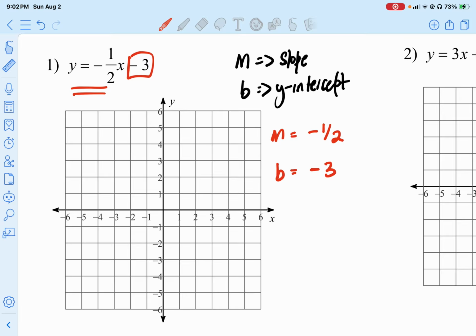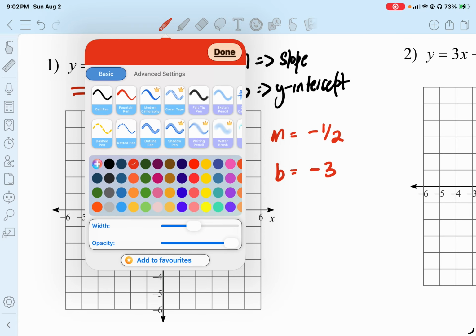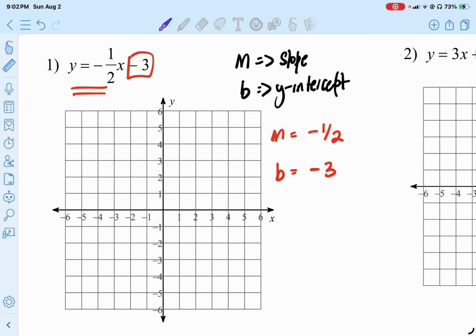Now, how do we use these two things to draw a line? First thing you're going to do is this. You're going to put your y-intercept b on the y-axis. So in this case, b is negative 3. I'm going to put it here. This is going to be our foundation. So follow me carefully. Now, after we've put the y-intercept on the y-axis, we're going to analyze this here, negative 1/2.